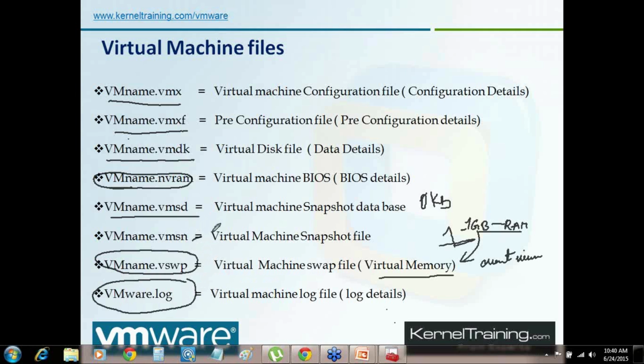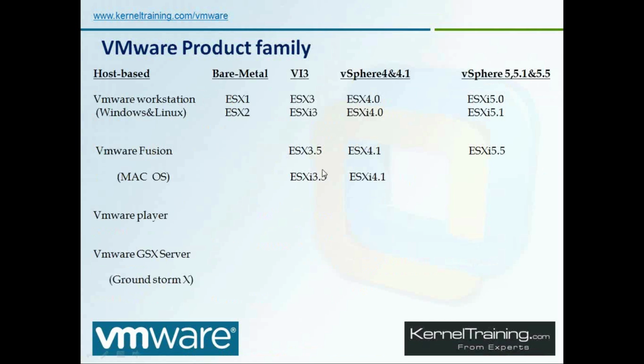But the VMSN will be created only when you create a snapshot at the VM level; otherwise this file will not be created. The VMSD will be created, but the size will be 0 by default. When you create a new snapshot, the size will increase. Now this is the VMware product family.